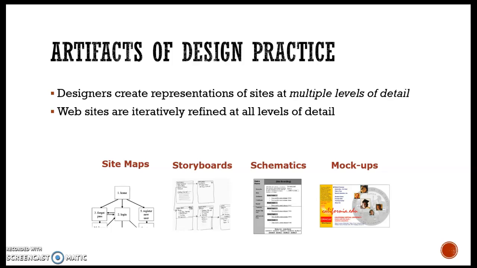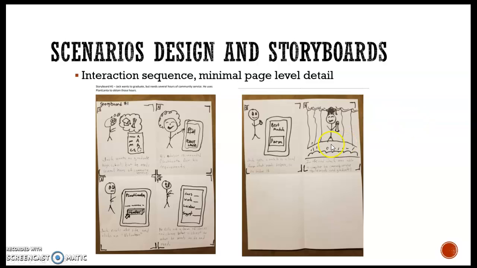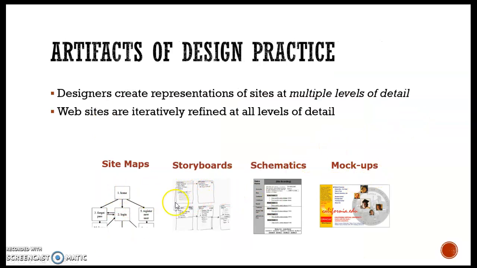Basically the prototyping and the design has different levels of detail. In the early part, we're going to have information structure, which is represented as a site map. You're going to discuss with the client, and the prototype is also going to be iteratively refined with all levels of detail: storyboard, schematics, and mockup. This is some kind of snapshot of the different stages.